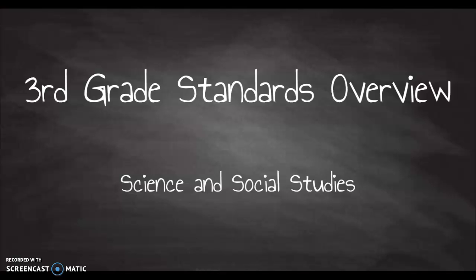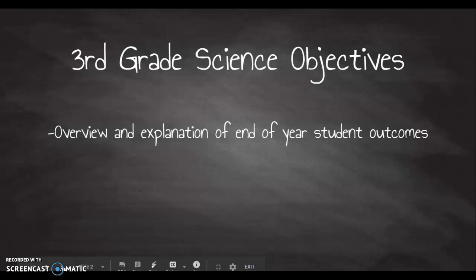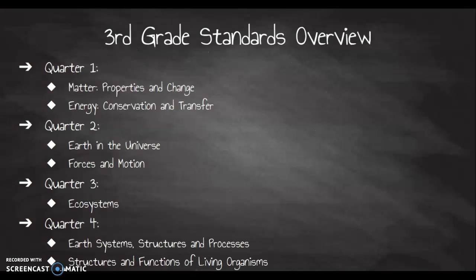So I wanted to start by going over the science standards. So I will just give you an overview and a brief explanation of all the standards that students will be learning this year. So an overview of the third grade standards by quarter. We have in the first quarter 2 science units that will be taught together. So the first one will be matter, properties, and change, followed by energy, conservation, and transfer.